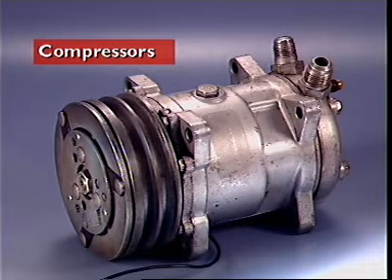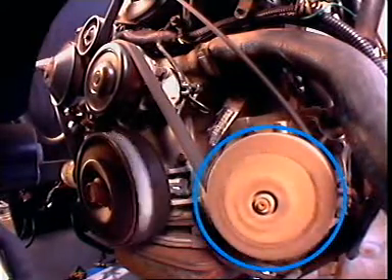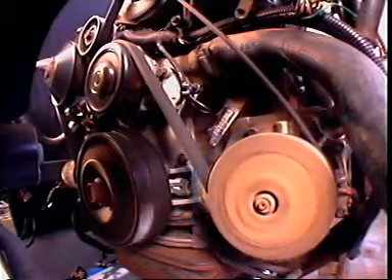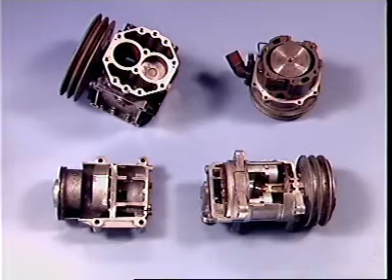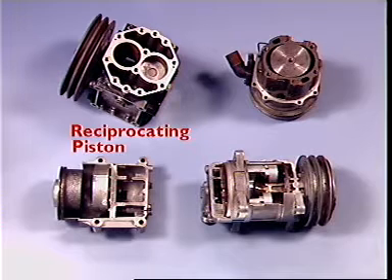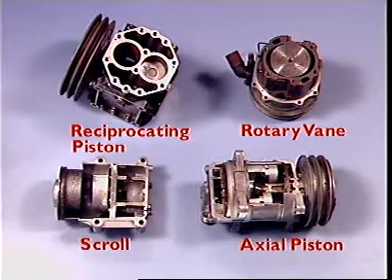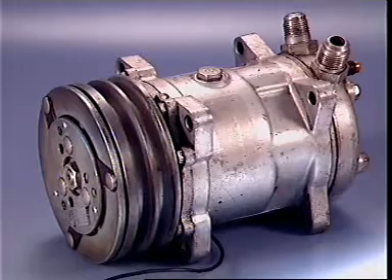This section examines air conditioning compressors. The air conditioning compressor circulates refrigerant through the air conditioning system. It is normally driven by a belt from the engine crankshaft. Four basic types are used: reciprocating piston, rotary vane, scroll, and axial piston. The axial piston type is one of the most common.